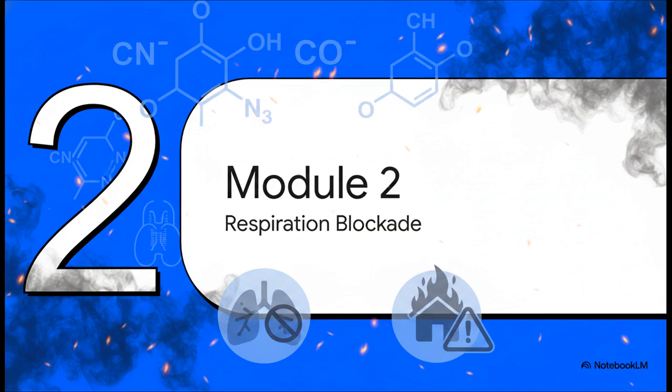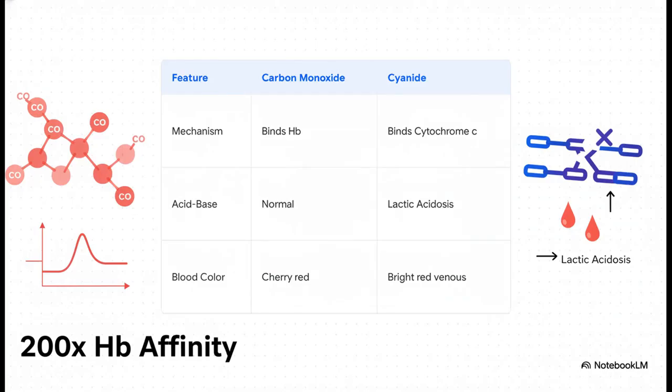Let's differentiate 2 deadly cellular respiration blockades that you'll often see combined in house fire simulations. Notice the distinct divergence here between carbon monoxide and cyanide. Carbon monoxide targets transport. It binds hemoglobin with literally 200 times the affinity of oxygen. This creates carboxyhemoglobin, severely shifting the oxygen dissociation curve to the left.